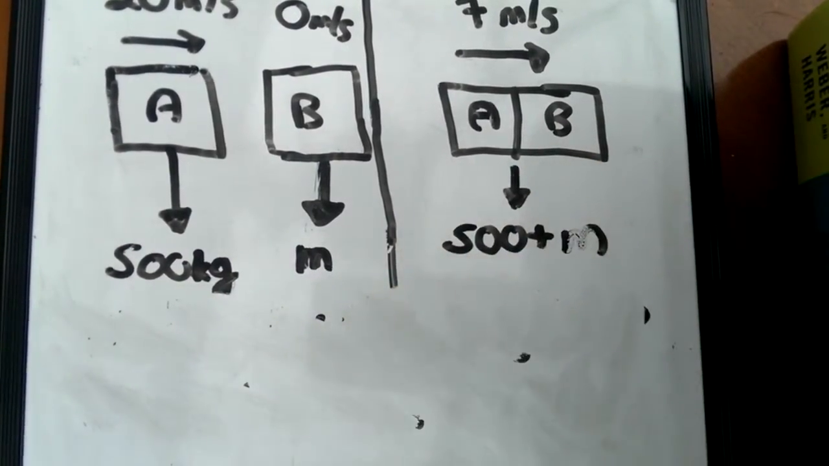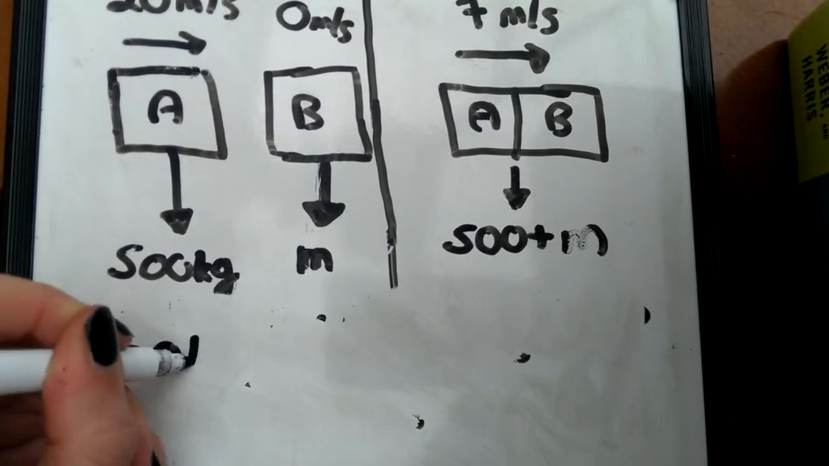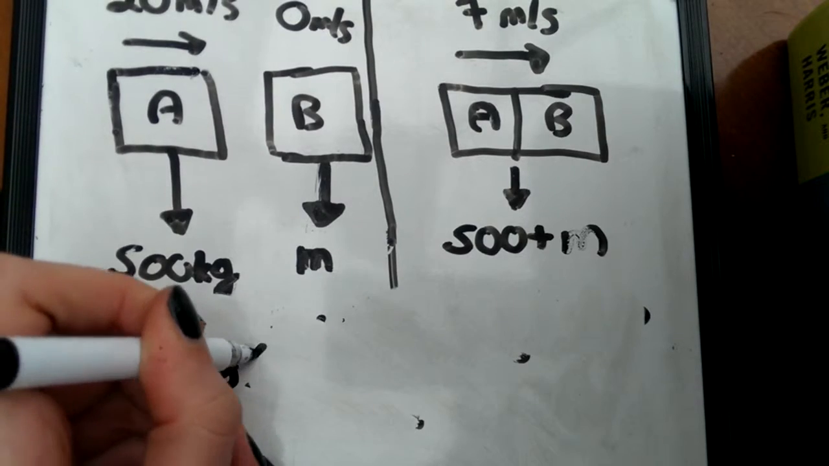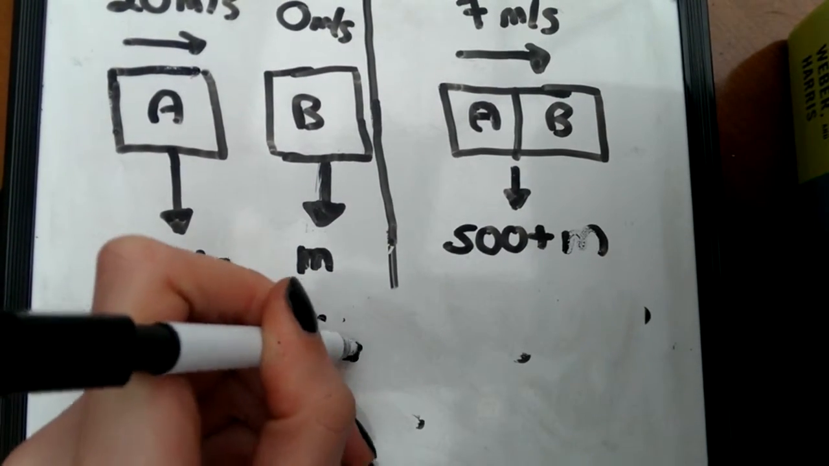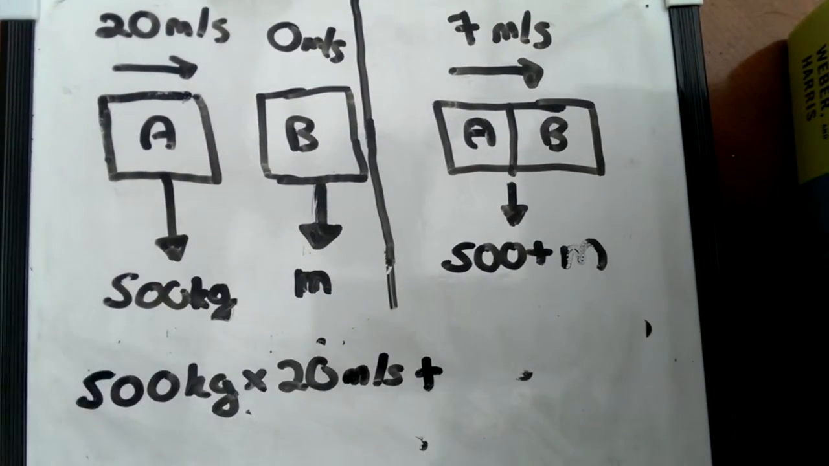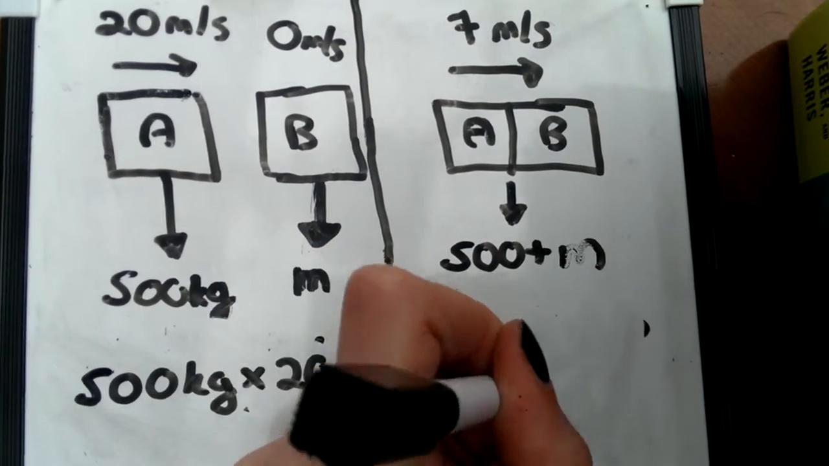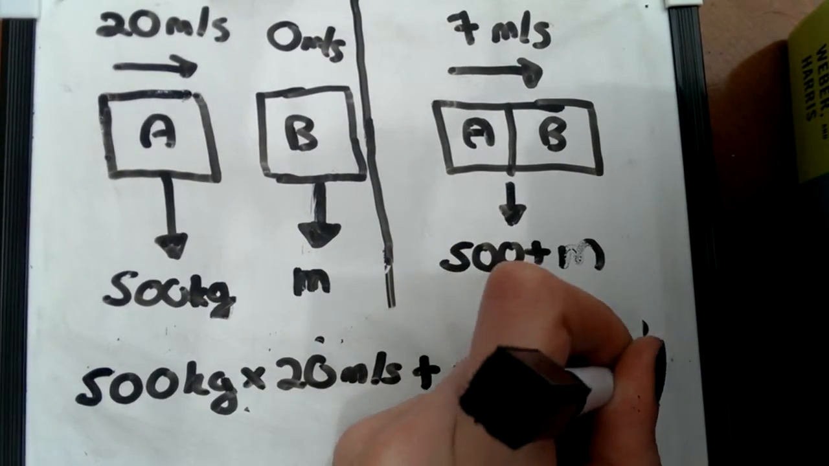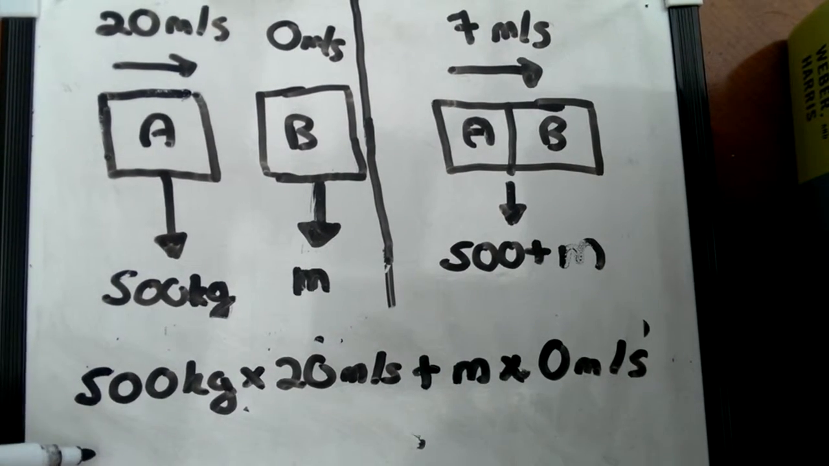So initially we've got a mass of 500 kilograms going at a speed of 20. Add on a mass of m travelling at a speed of 0 meters per second. So this is initially what the momentum is going to be.